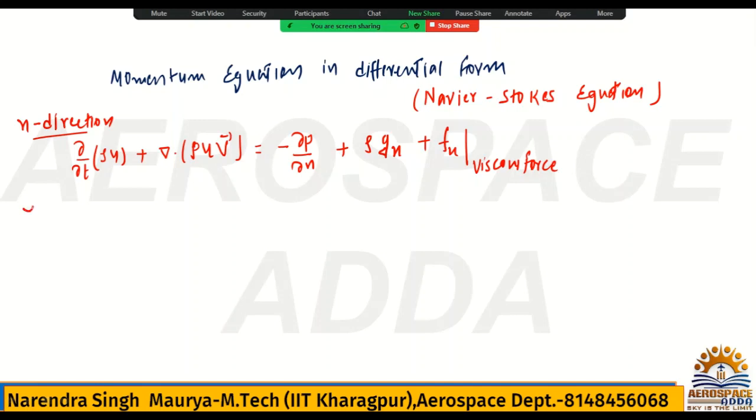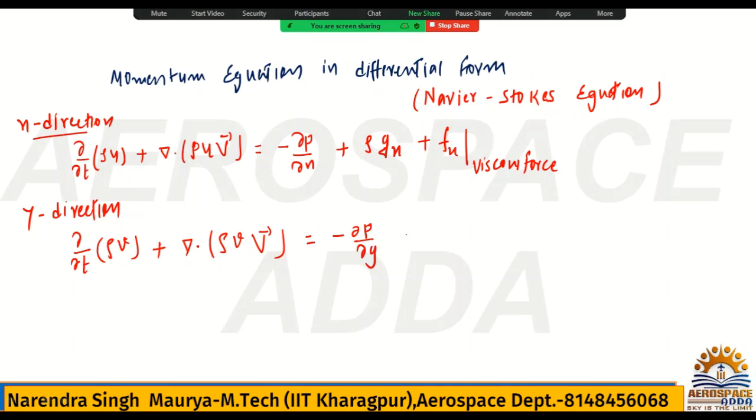Similarly, in the y direction, it is dou by dou t of rho v, with small v instead of u, plus the operator on rho v times v vector, equal to minus dou p by dou y instead of dou p by dou x, plus the rho body force will be gy instead of gx, and the viscous force will be fy.